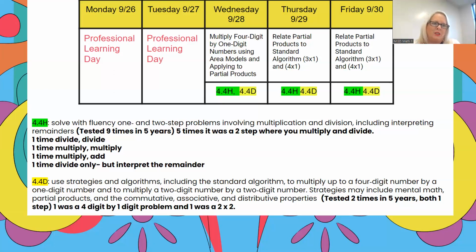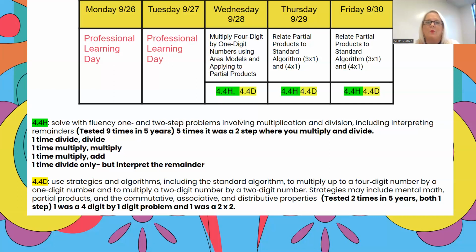So looking at those two TEKS, 4.4H is obviously much more heavily tested, right? This is solve with fluency one- and two-step problems involving multiplication and division, including interpreting remainders. Well, we're going to take off the last part of that this week because, again, we're still focusing on the multiplication aspect of it. But one of the things we wanted to talk to you about is your pre-planning.